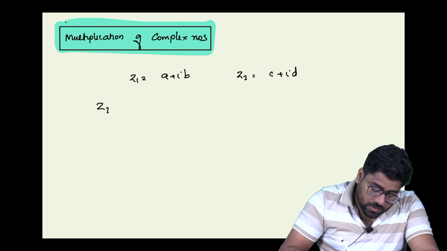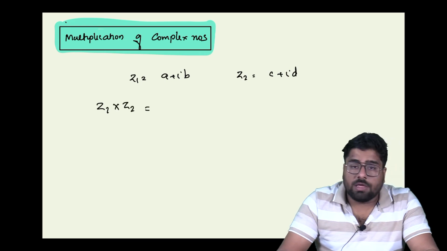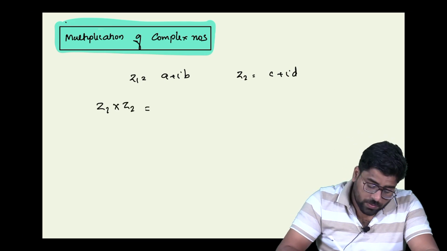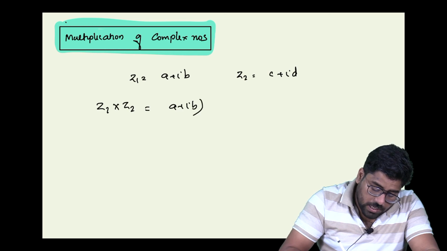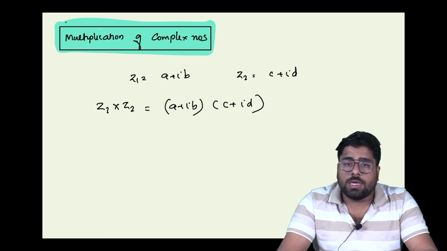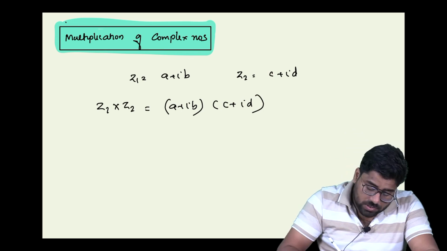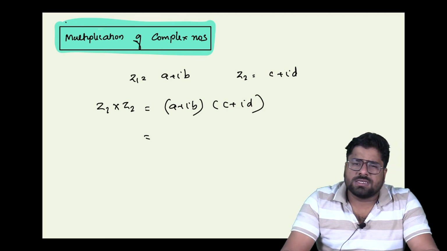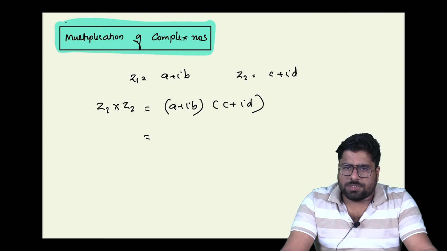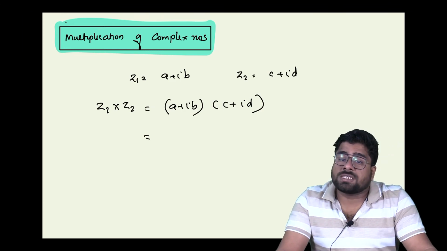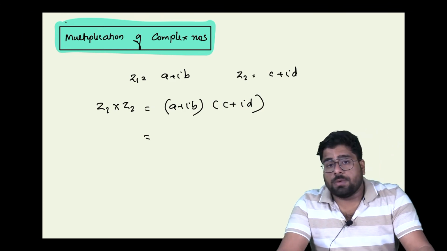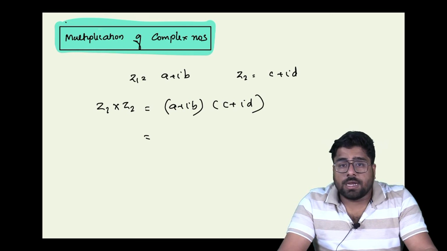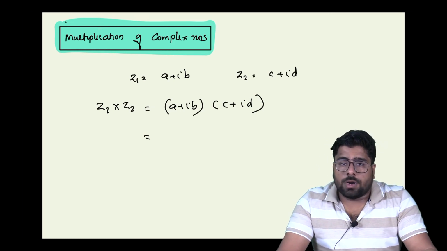So how can I find out the value of z1 into z2? This is going to be a plus ib into c plus id. This is just a simple multiplication, exactly as you expand a simple polynomial.